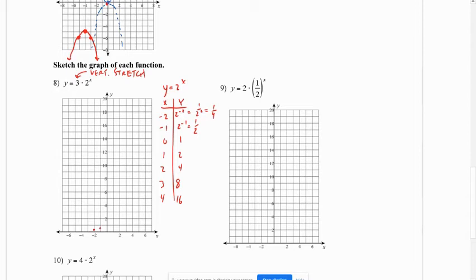(-2, 1/4), (-1, 1/2), (0, 1), (1, 2), (2, 4), (3, 8), and (4, 16). Okay, so there's our parent function. That's just y equals 2 to the x. Now we're going to multiply all the y values by 3. This is a vertical stretch of 3.